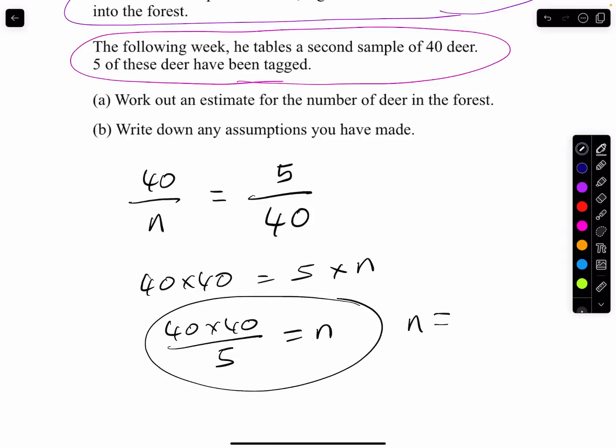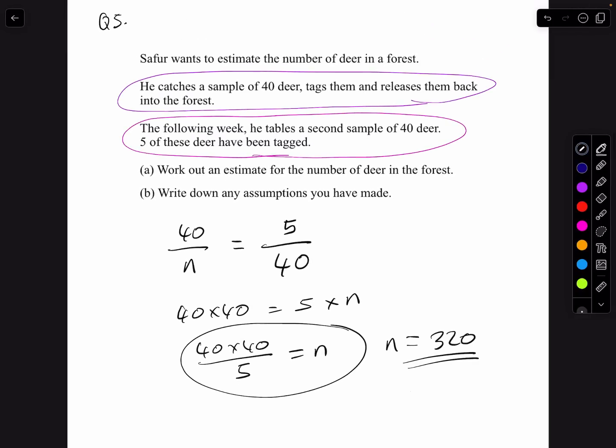Let's put that in our calculator. 40 times 40, divide by 5, that gives 320. So we are estimating that there are 320 deer in the forest.